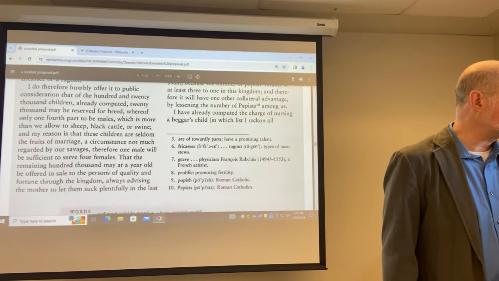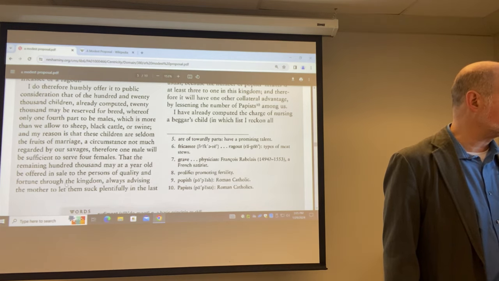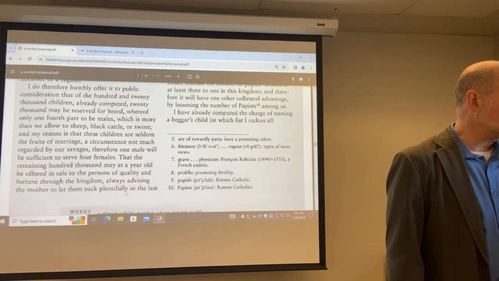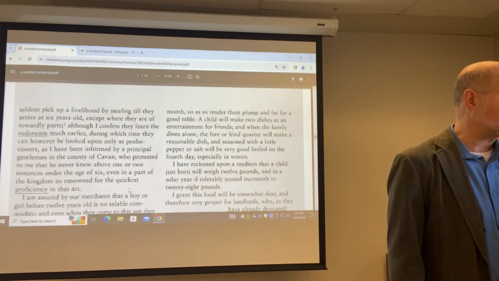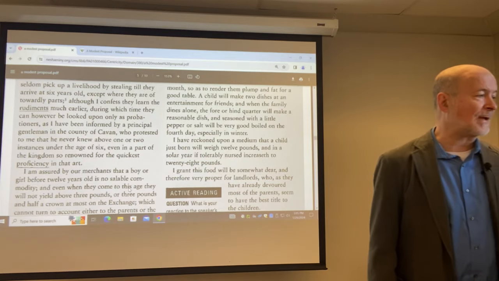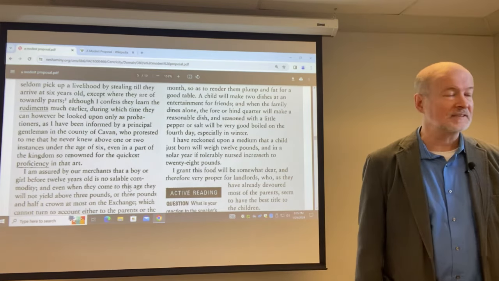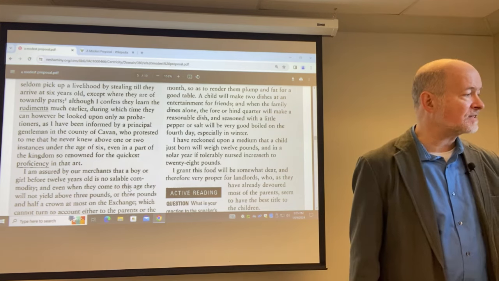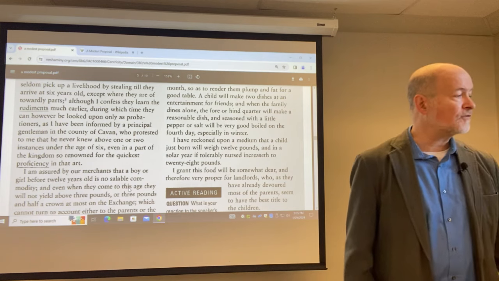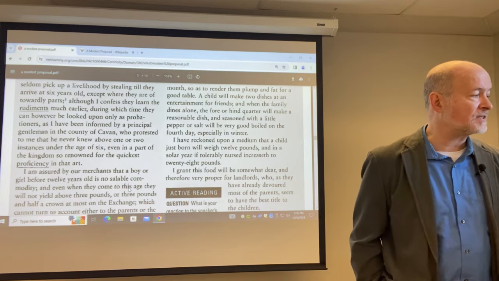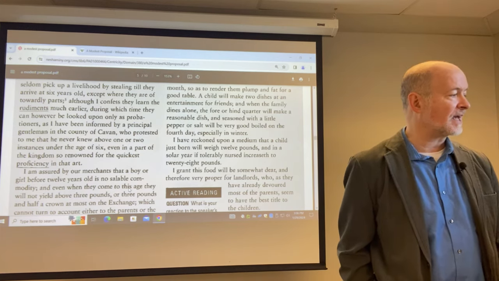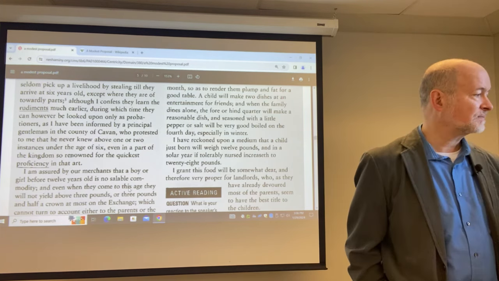That the remaining 100,000 may at a year old be offered in sale to the persons of quality and fortune throughout this kingdom, always advising the mother to let them suck plentifully in the last month, so as to render them plump and fat for a good table. A child will make 2 dishes at entertainment for friends, and when the family dines alone, the fore or hind quarter will make a reasonable dish, and seasoned with a little pepper or salt will be very good boiled on the 4th day, especially in winter.